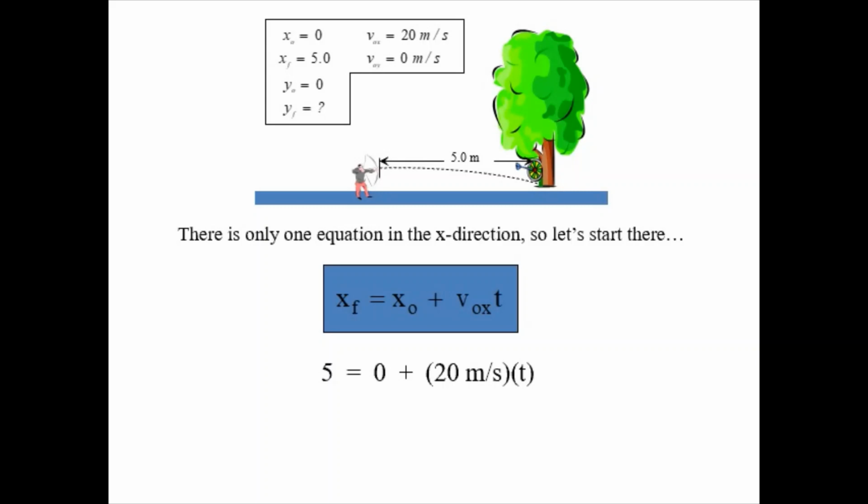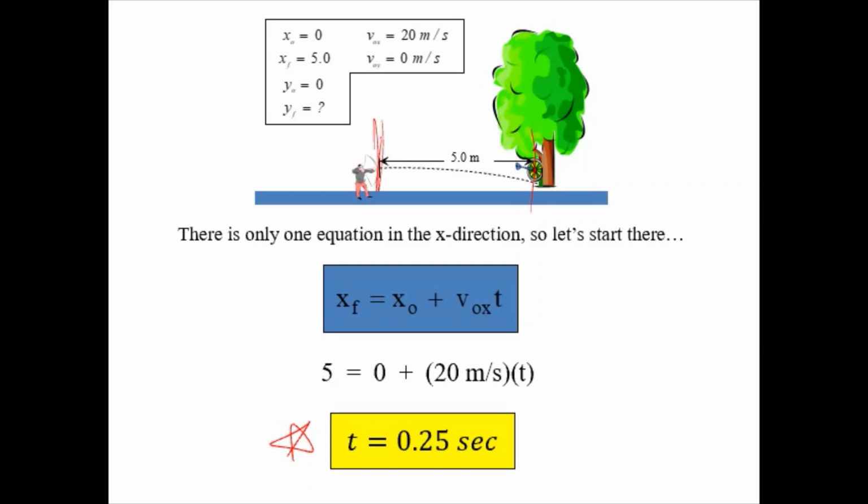So there I have my equation, 5 equals 0 plus 20 meters per second t. We solve it out, and we find out, look, t is a quarter of a second. In 1/4 of a second, the arrow is going to get from here to the tree. Okay, it's going to leave from here and get to the tree. That's what's happening in the horizontal direction, right? In the vertical direction, it's falling a little bit during that time. And now that we know how much time it's falling, we can go to the y direction and finish solving this problem.